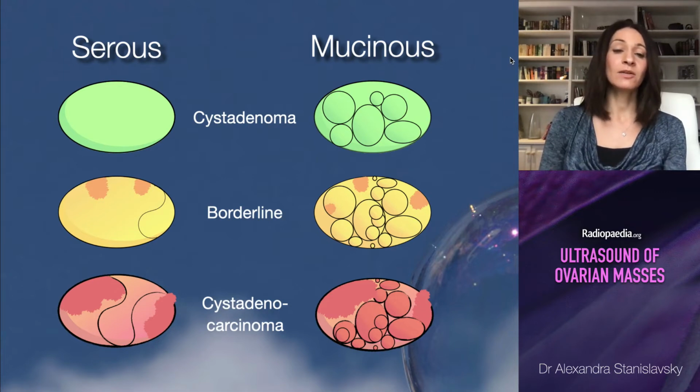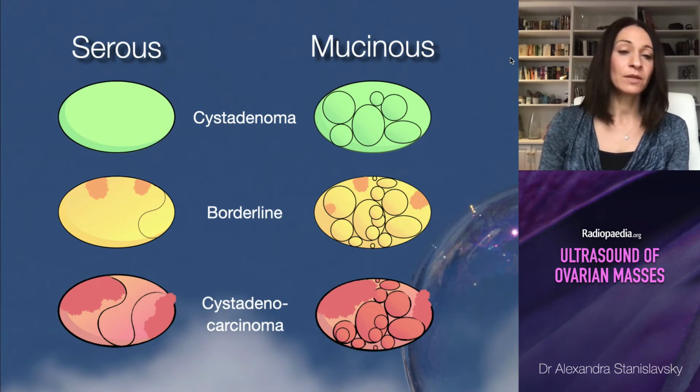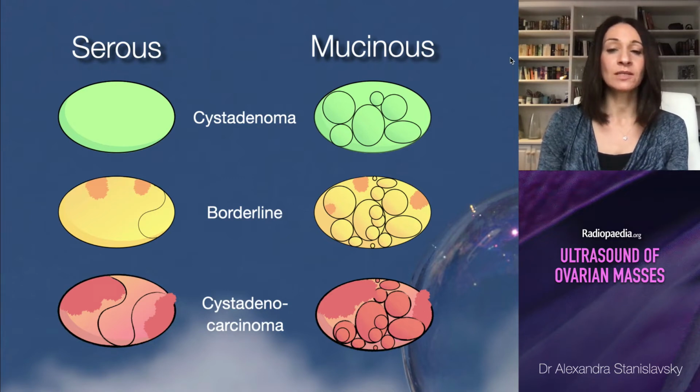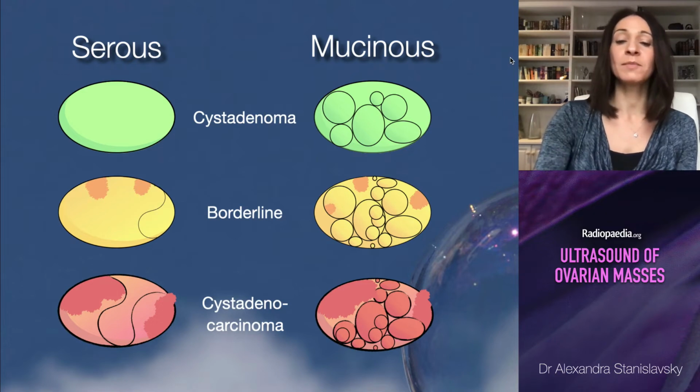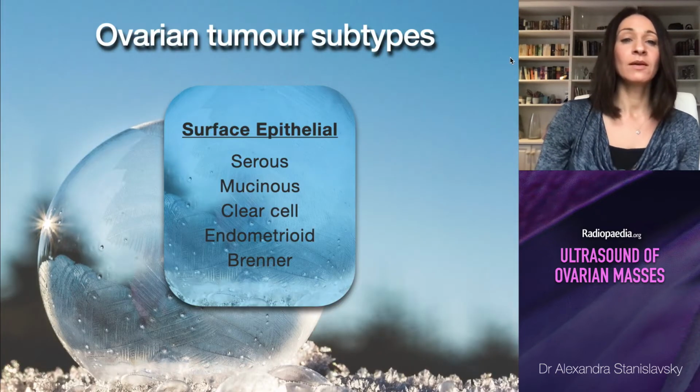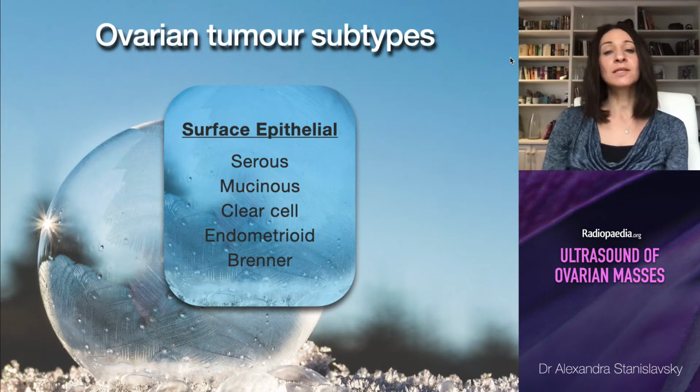And cystadenocarcinomas, of course, are much more complex with solid components and thicker and irregular septations, and potentially extension of tumour nodules outside the wall, so the wall becoming more irregular. Other types to mention quickly are the clear cell and endometrioid. Just to remember, both of these are associated with endometriosis.